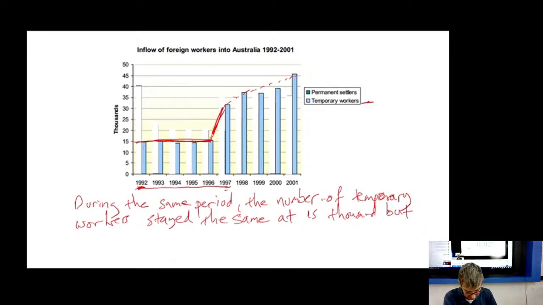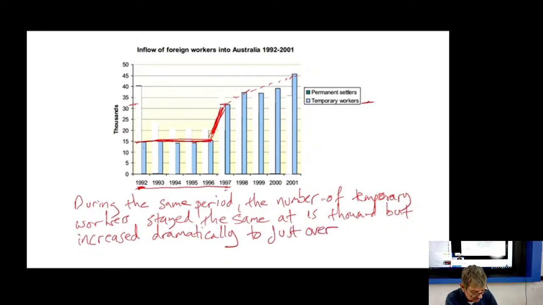but increased. How did it increase? Well, this is a very quick, very sharp increase. So we can choose a vocabulary, choose an adverb. So dramatically, considerably, significantly, some word that tells us that it was a big increase in a short time. So it increased dramatically. And then to what value? Looking at this value, to, let's say, just over 30,000.